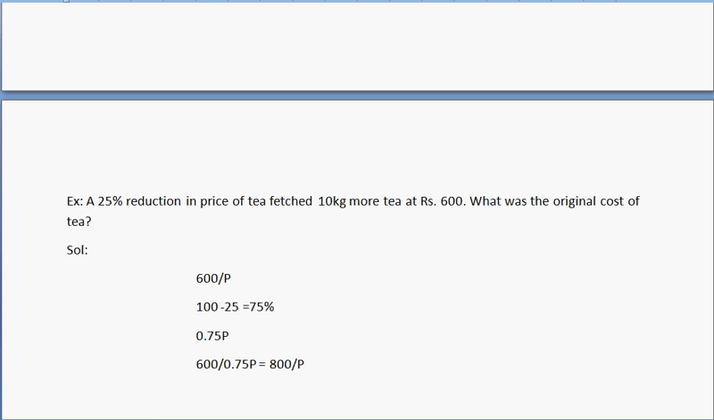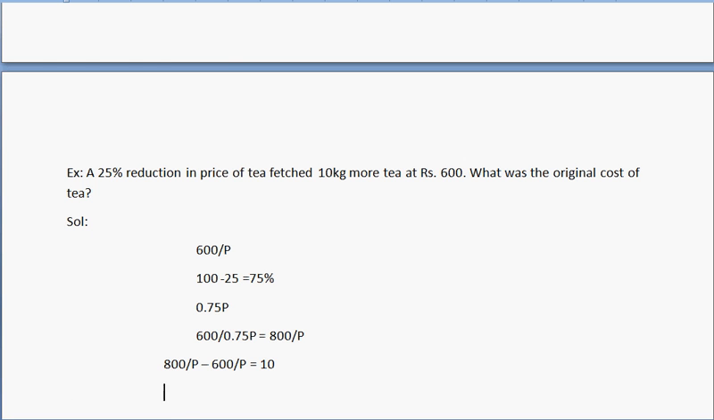So we just subtract it: 800 by P minus 600 by P should be equal to what? 10 kgs, because now we are able to purchase 10 kgs more, right? So if you solve it, you would get P is equal to 20.